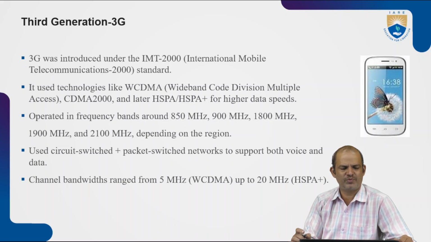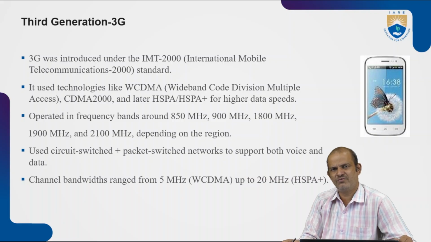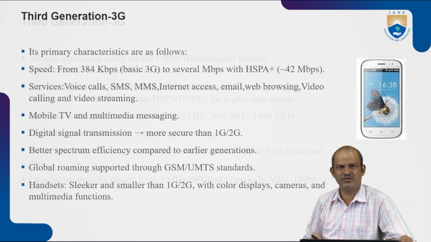And this is the third generation mobile phone. 3G was introduced under the IMT 2000, International Mobile Telecommunications 2000. It uses the technologies WCDMA, wideband code division multiple access, and CDMA technologies. Operating bands are 850 MHz, 900 MHz, 1800 MHz, and so on. Uses circuit switch and packet switch. Supports both voice and data. In 3G mobile phones, it supports both voice calls and internet data. Channel bandwidth is 5 MHz and 20 MHz.